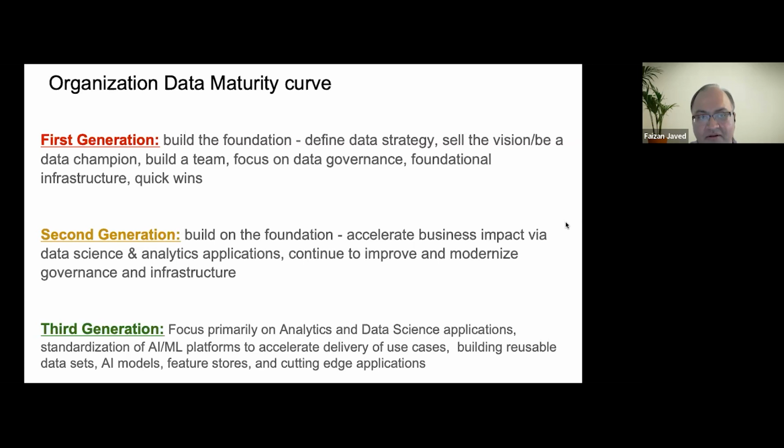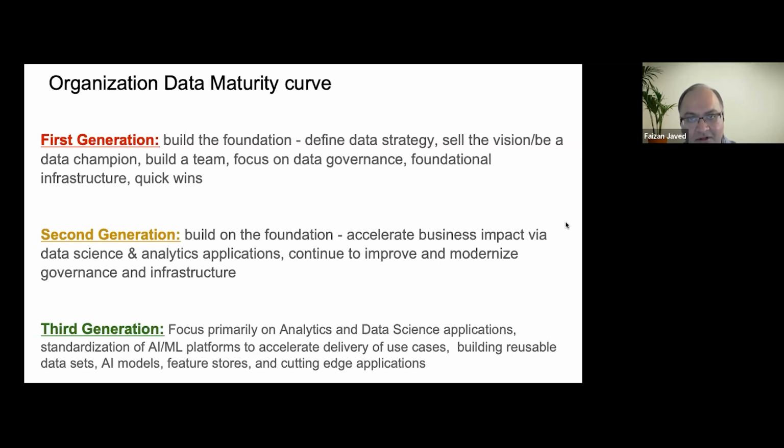And the second phase of this is that some organizations are in the second generation phase, right? Here, the focus is actually on building on the foundation. So hopefully the leader who comes in has some foundation based on data governance, some infrastructure to build upon, right? And here the focus can be on, okay, I have the foundation in place. Let's start moving towards the business impact applications. Let's start building out the data science applications, right? Because that's where the real value add is.